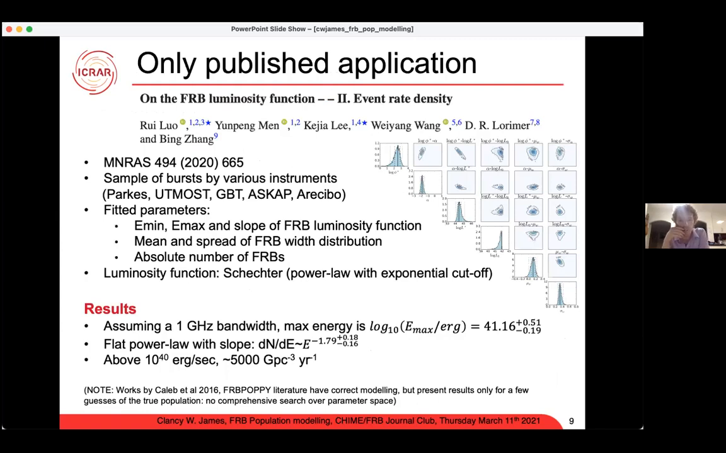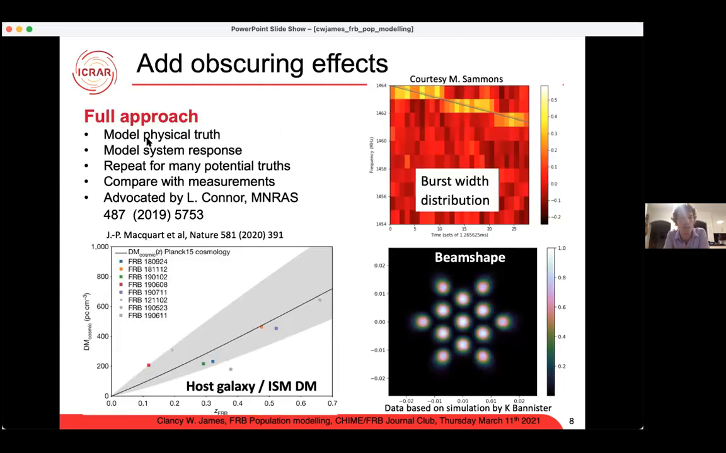So as far as I'm concerned, before this, the only published application of doing all of this properly is by Lau et al. Oh, and I should note, by the way, that the full approach is that you've got to model your physical truth, model your system response, and repeat this for many potential truths, right? Iterate over all possible cases that you can think of, and then compare with measurements, work out what range of this matches your measurements, and hence make inferences about that.